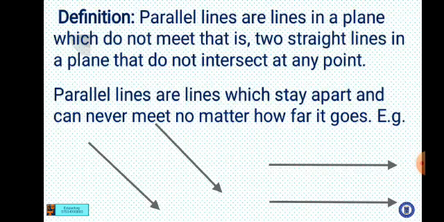Even if you can see the two parallel lines, the one that is going down, there is no way these two lines can meet or intersect. The other one is going, you can see the arrow, they are going the same direction. There is no way these two parallel lines can meet no matter how far they go.